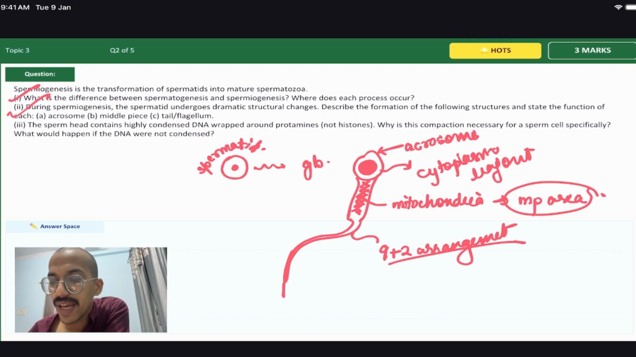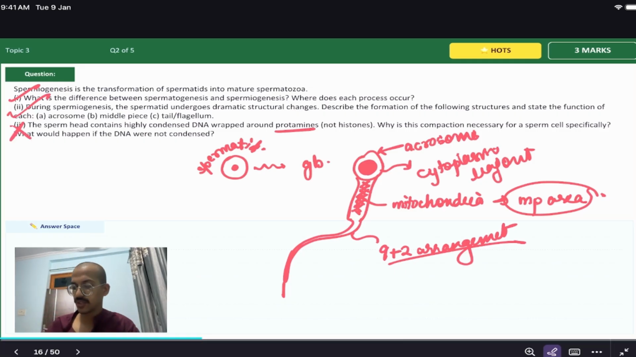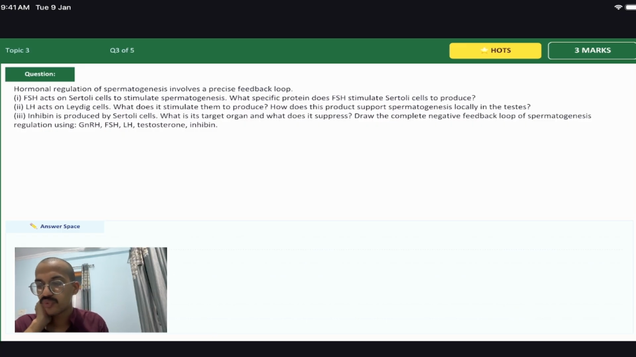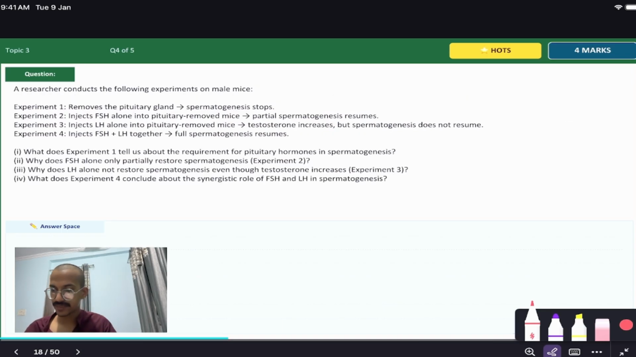Next is the sperm head contains highly condensed DNA wrapped around protamines, not histones, which is a compaction necessary for the sperm cell. Okay, this is beyond, no need to do this. Moving on to the next one, hormonal regulation of spermatogenesis involves a precise feedback, which I have already explained to you in the last question. So you can come back and see that again and do this question, the chart which I have made.